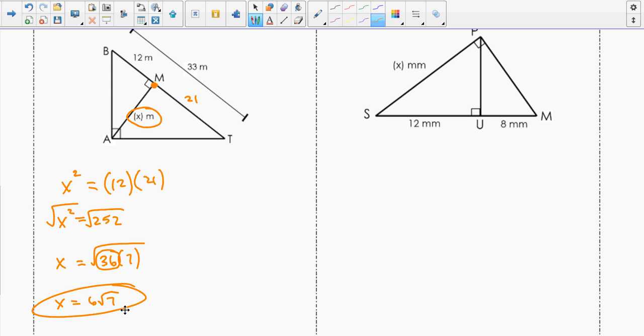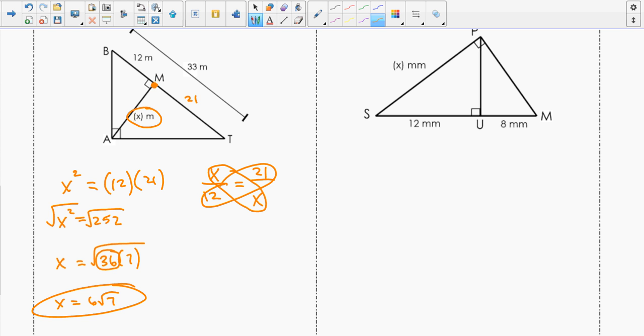Okay, so it becomes more algebraic instead of having to work out your similar triangles to set up your proportion. It would have worked out the same way. Had you gone through and set up your proportions, you would have ended up having x over 12 equals 21 over x. This is where your x squared comes from. This is where your left times right comes from.